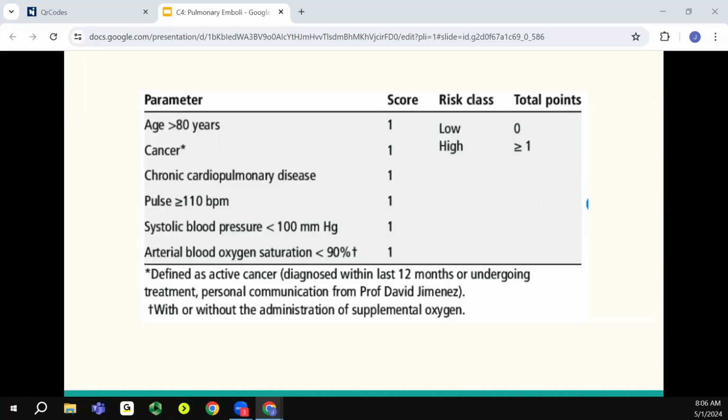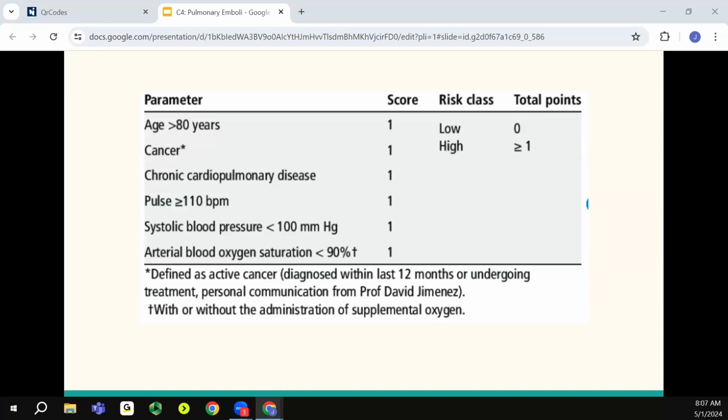There's a simplified score that I think I would rely on a little bit more just because of its ease of calculating this quickly while in a busy ED. Someone who's greater than 80 has cancer that's been active or treated in the last 12 months, chronic cardiopulmonary disease, a heart rate greater than 110, a systolic less than 100, and an arterial blood oxygen saturation of less than 90. And if the patient has one or more of these points, then they automatically go into that intermediate group. They're no longer going to be a low risk PE.